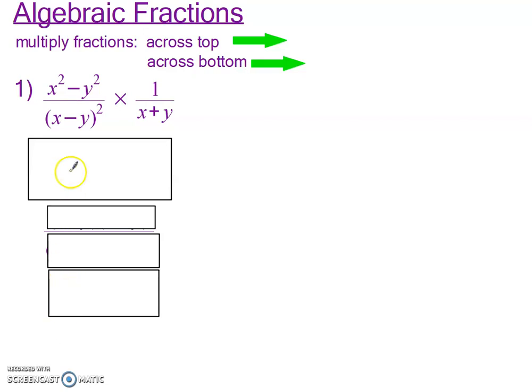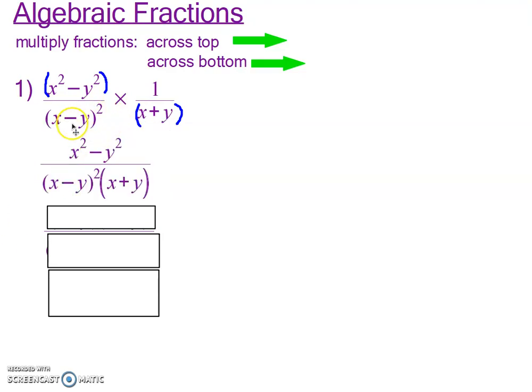Anytime you have two terms with algebraic fractions, you're going to put parentheses around them, separated by plus and minus signs. So when we multiply straight across the top here, this quantity times 1 is just the x squared minus y squared. Along the bottom, you have your x minus y, that quantity squared, times your x plus y.